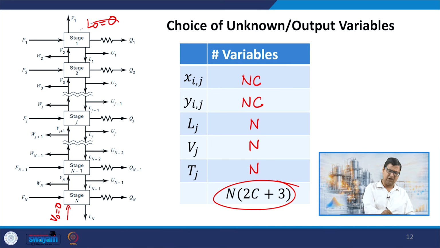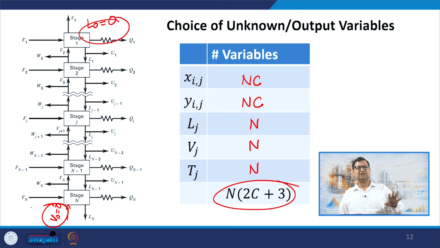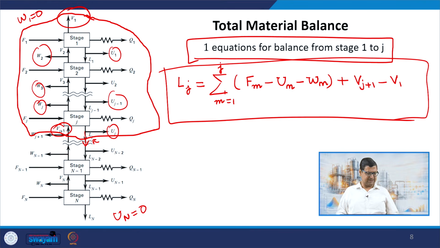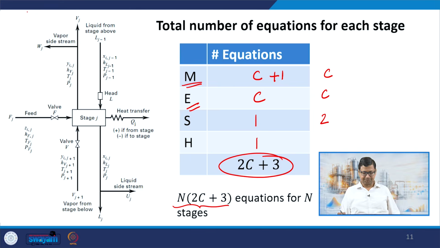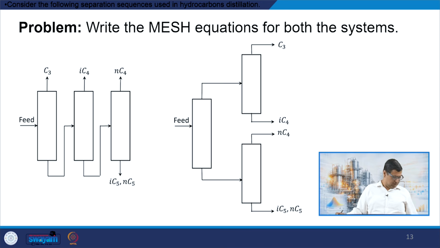In case this L naught and V naught is present, we can account for that, right? But in the example that I am showing, this counter current cascade, the L naught and V naught is 0, and I have also taken 0 the side streams earlier, Un and W1. Okay. All right. So let us take one example to demonstrate what exactly we are doing.